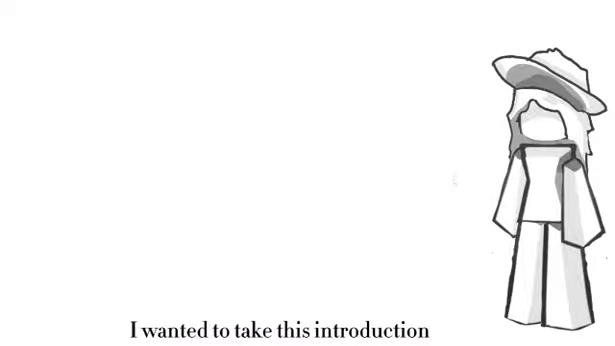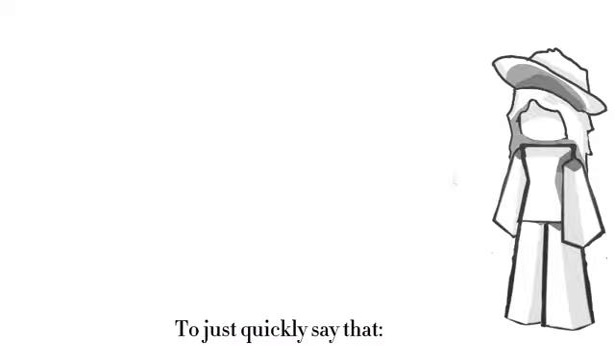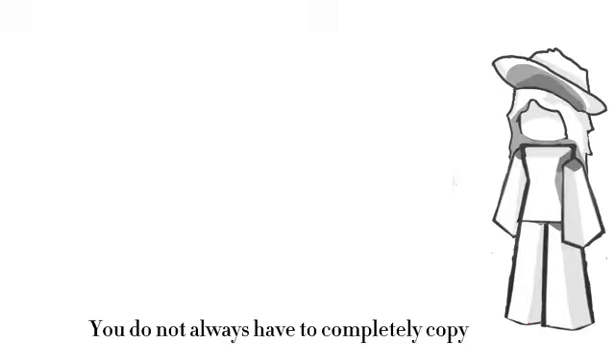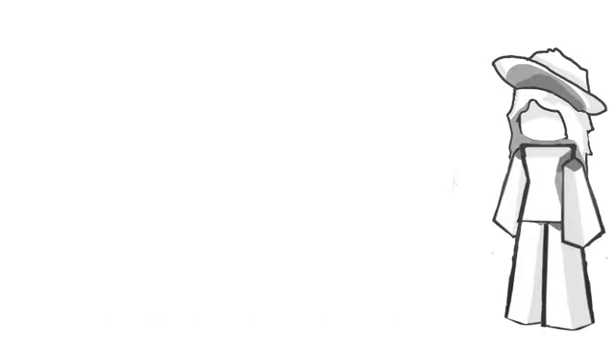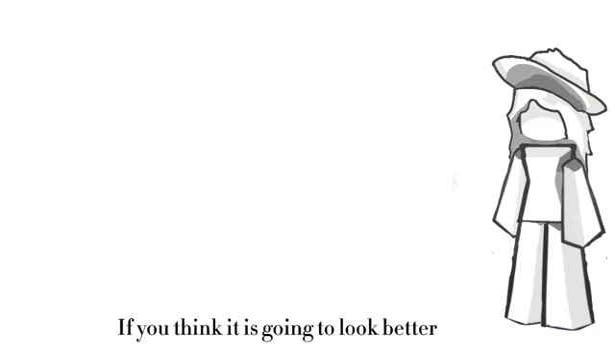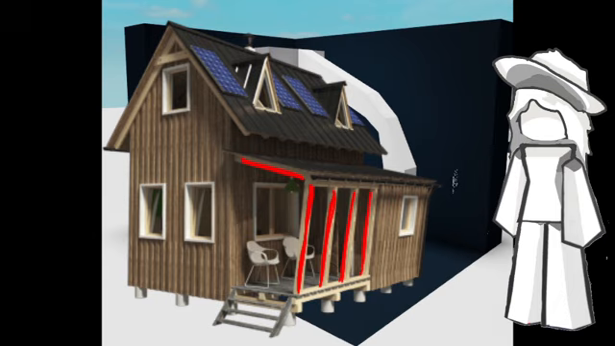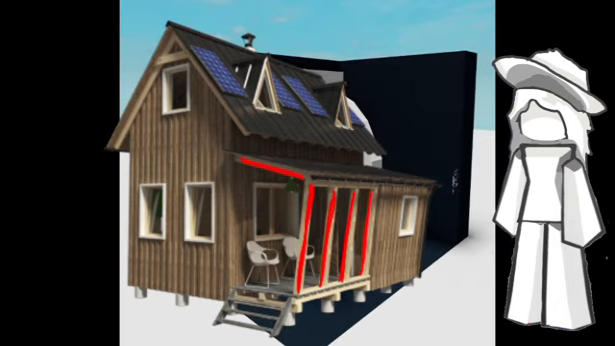I wanted to take this introduction to just quickly say that you do not always have to completely copy a build to the exact T using a reference. Sometimes it's okay to use your own features in the build if you think it's going to look better. The frames on the porch actually angle outwards, and you'll see in the background that I haven't done that. That will be changed near the end of the video.